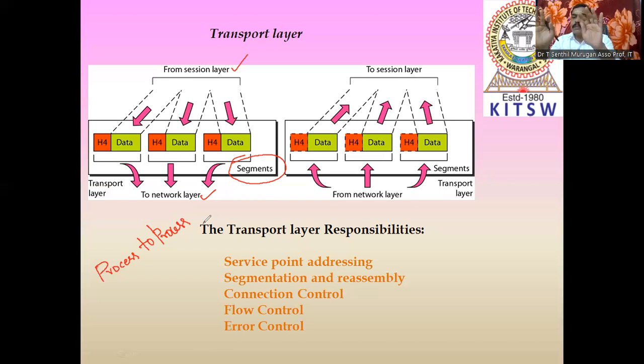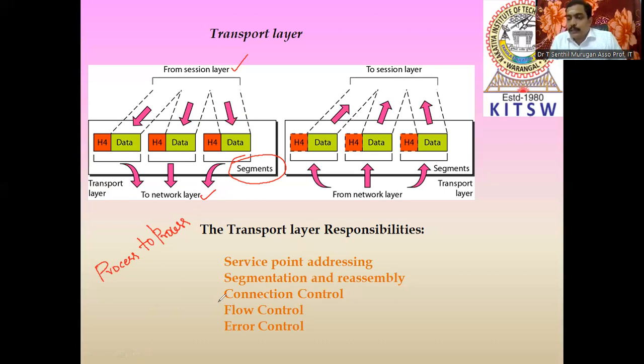In this device, WhatsApp, that particular process will be connected. That is service point addressing. So the next one is connection control. What is connection control? In the transport layer, it can be either connectionless or connection oriented.